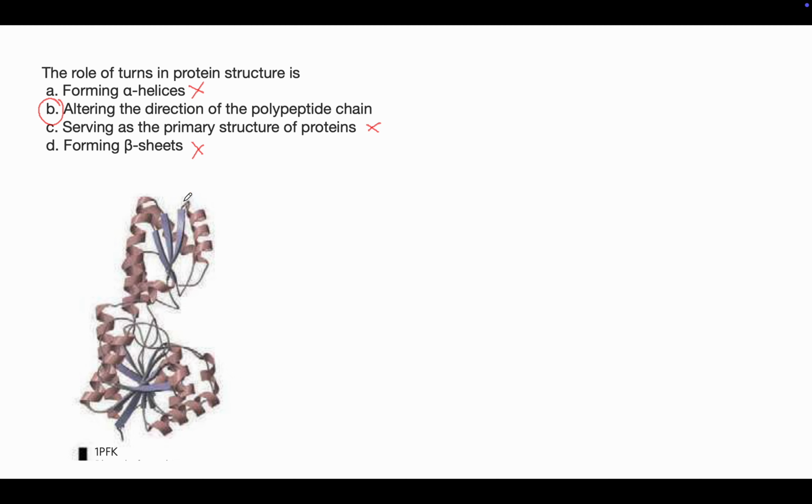So because of this turn, suppose let's consider this helix. This is how it is moving. Okay, and because of this turn, now we have a beta sheet in this direction instead of going in any other direction. So these turns are doing nothing but altering the direction of the polypeptide chain. So now this beta sheet will go in this direction. They will form in this direction and not in any other directions. So they are just altering the direction of the polypeptide chain.